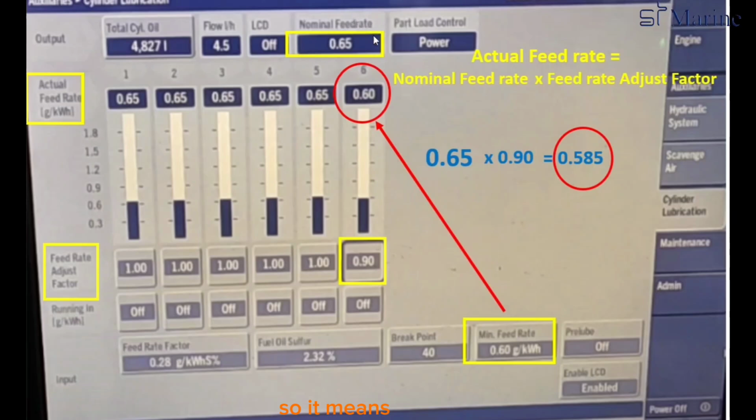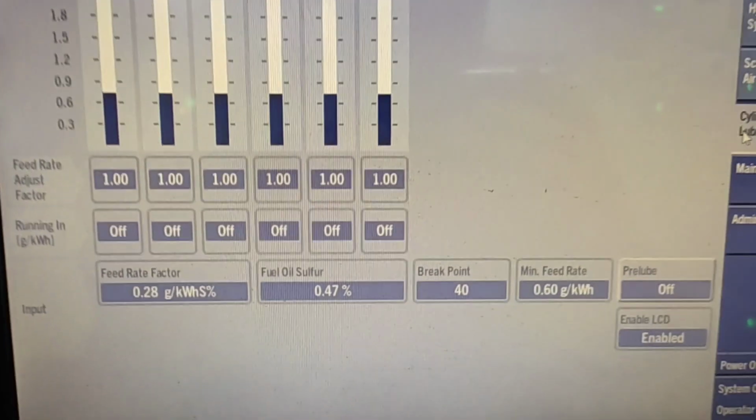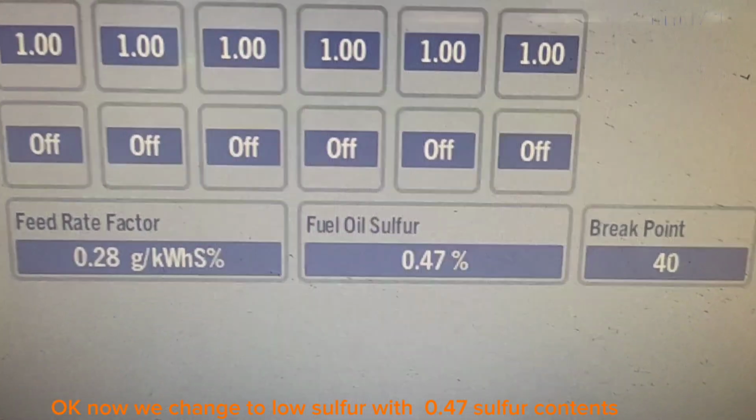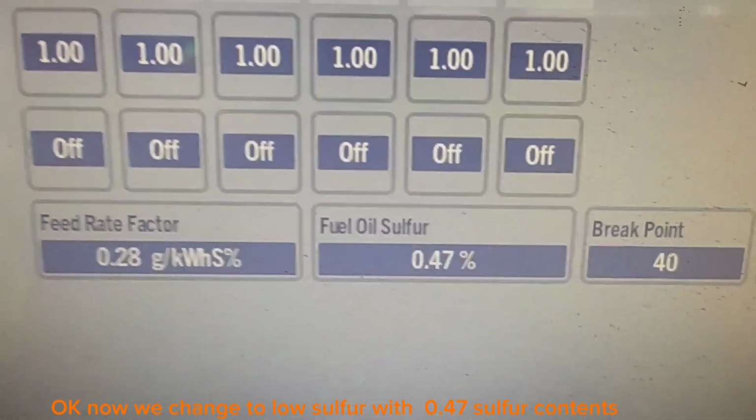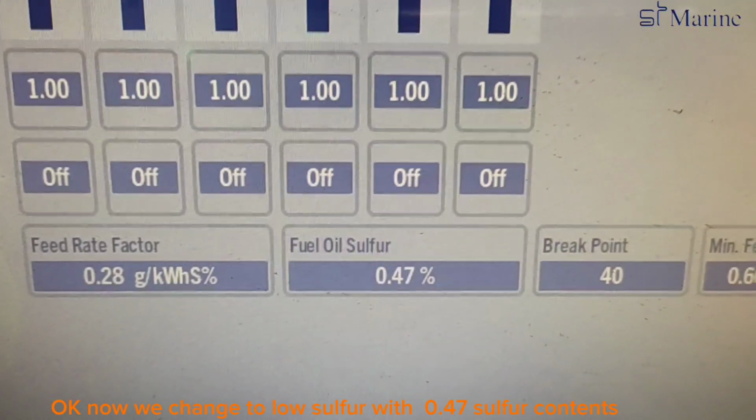So it means even if you reduce the feed rate adjust factors to 0.8, 0.7 or lower, the system will be working at minimum feed rate and the cylinder will be protected. Okay, now we change to fuel with 0.47 sulfur content.